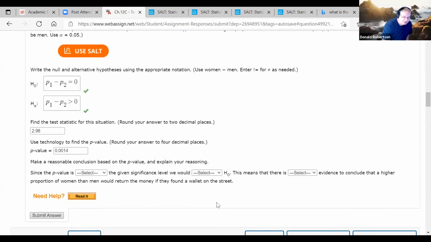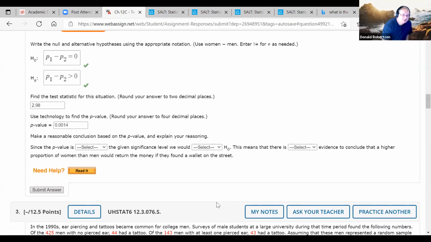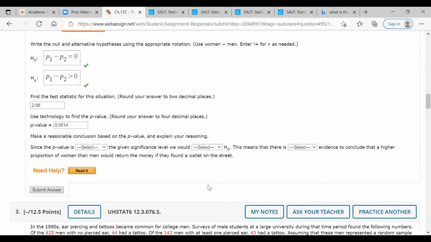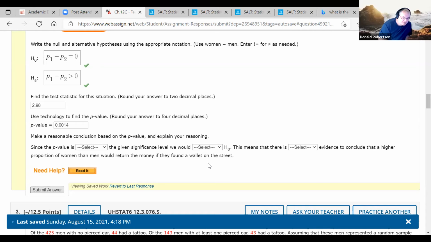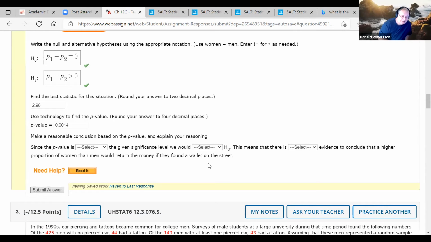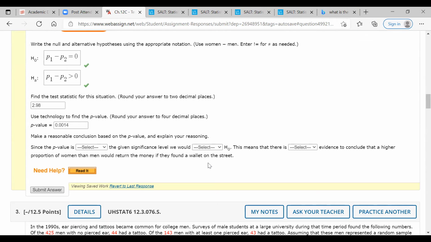So far, so good? Yeah. Now, it says after that, make a reasonable conclusion based on that p-value. Right. The way a hypothesis test kind of works is you find this crucial number called the p-value. And if it is less than the... Sorry, you're cutting out. There we go.